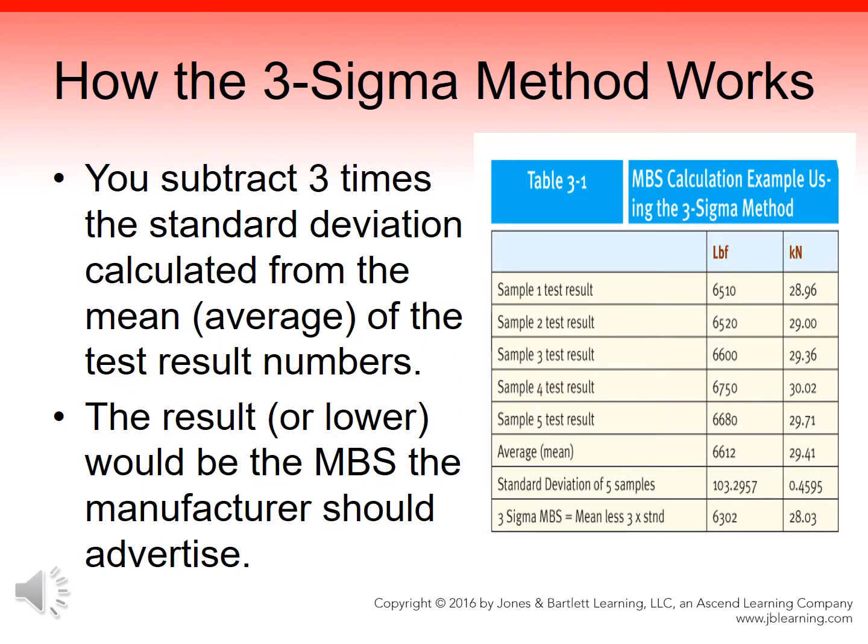How the 3 Sigma method works. You subtract 3 times the standard deviation calculated from the mean, or the average, of the test result numbers. The result, or lower, would be the minimum breaking strength the manufacturer should advertise. The deviation is the difference between the breaking strength numbers.